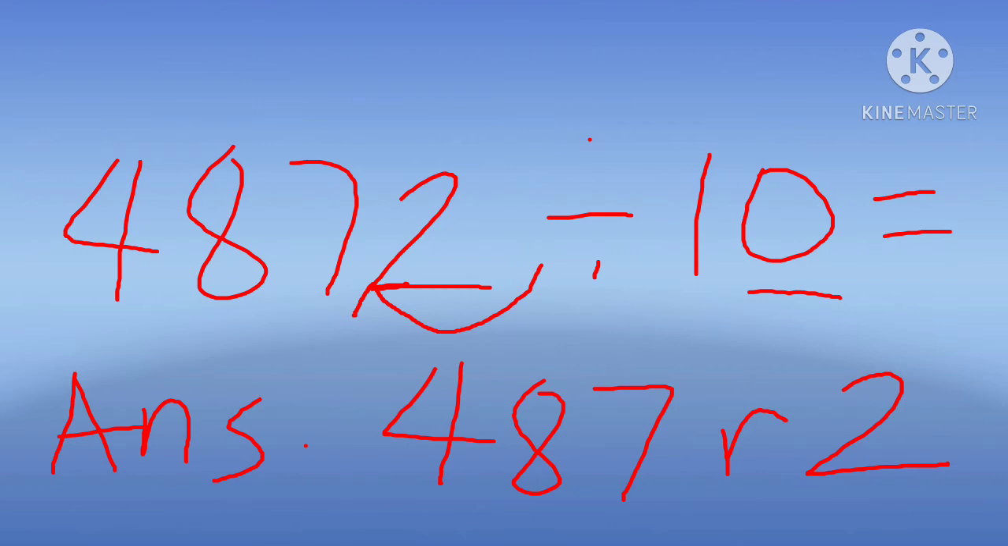Let's take another equation, 4,872 divided by 10. We have 1 zero in 10, but no zeros in our dividend. So we will move 1 place from right to left of our dividend, so our arrowhead will fall between 7 and 2. So at the left of your arrowhead, that is 487, that will be the quotient. And at the right of your arrowhead is 2, that will be the remainder.